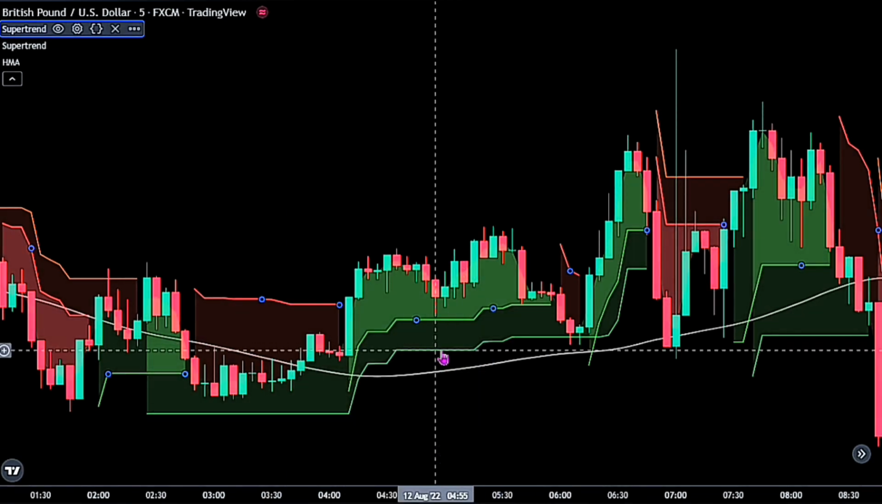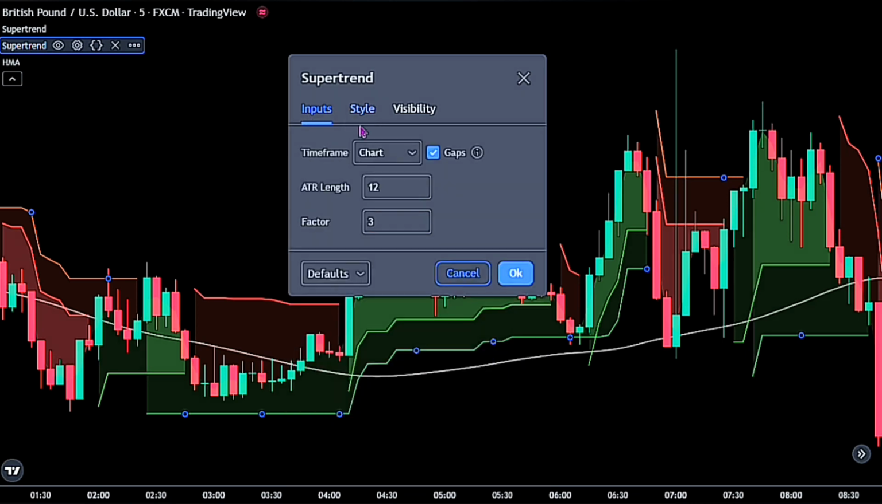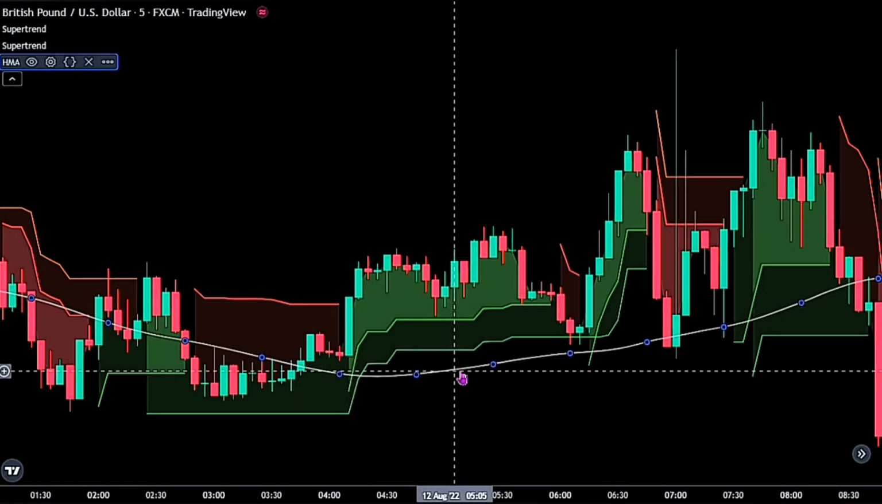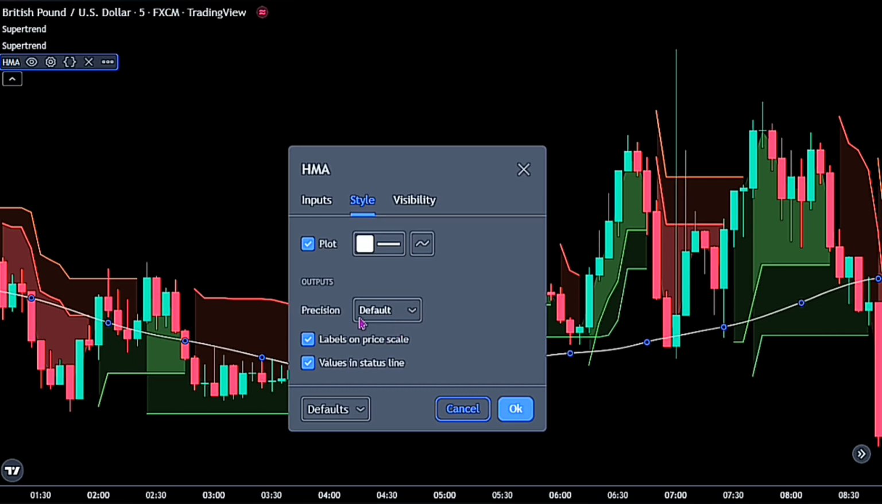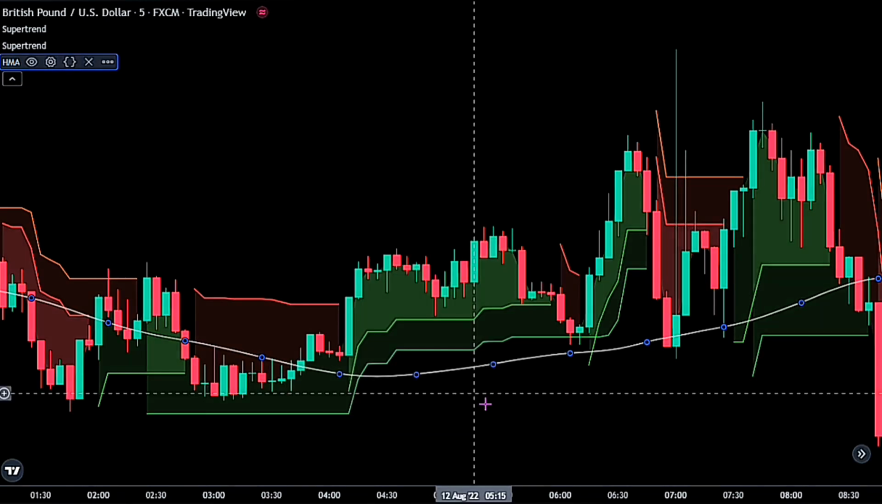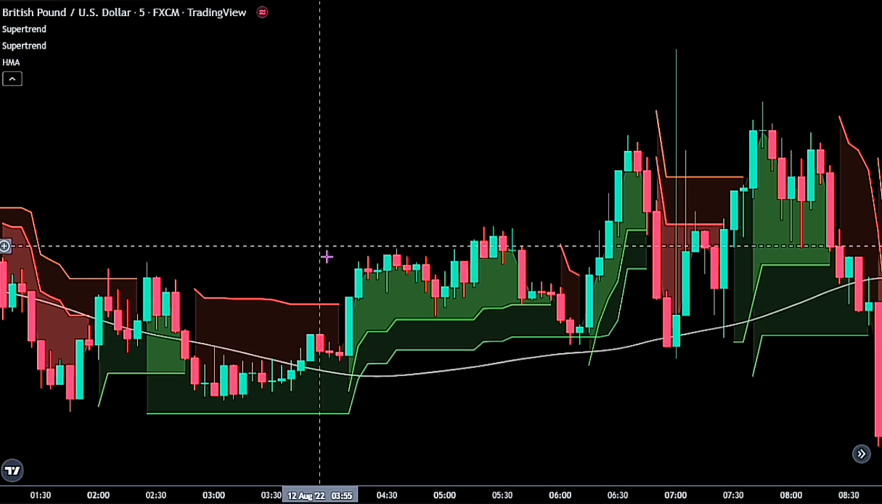For the second Super Trend, it is quite the same as the first Super Trend in its style settings, but some little adjustments were made on the inputs, so this is the input for the second Super Trend. And for the last indicator, these are the settings for the Hull moving average. Okay, now you are already equipped with the settings.